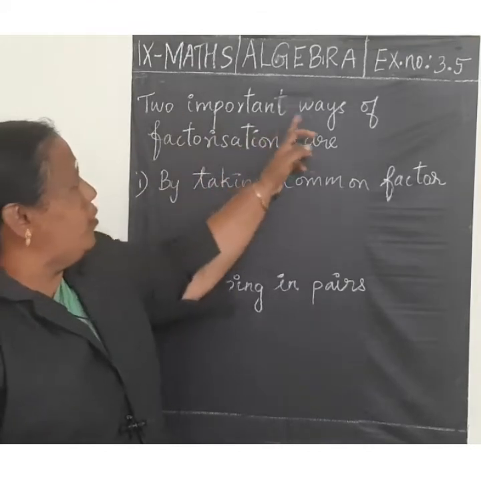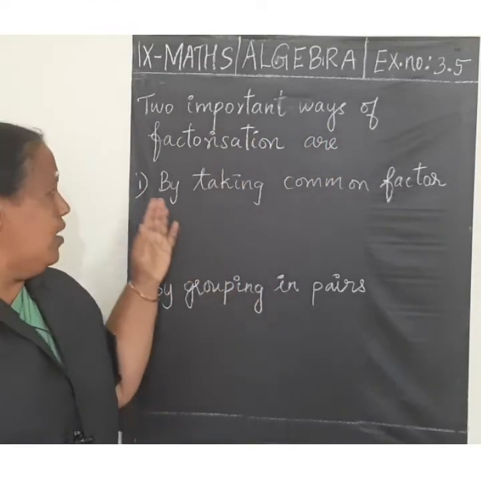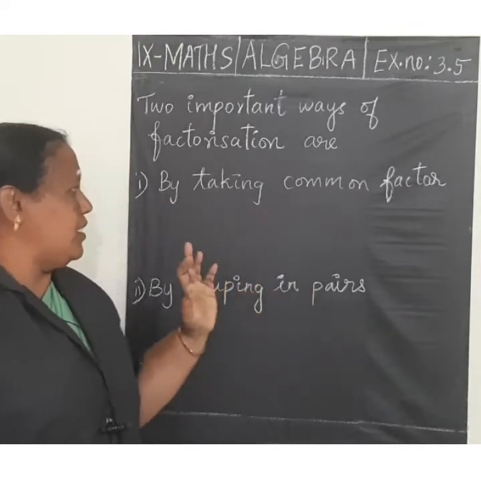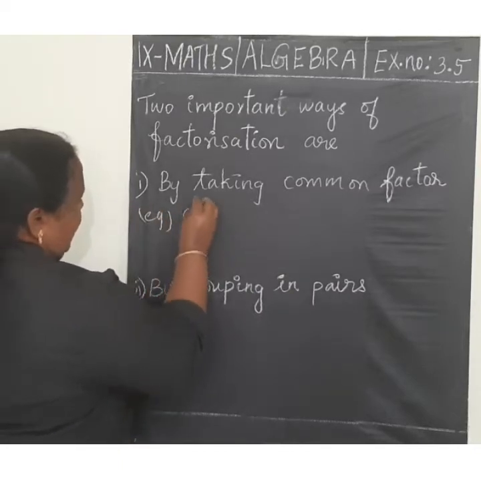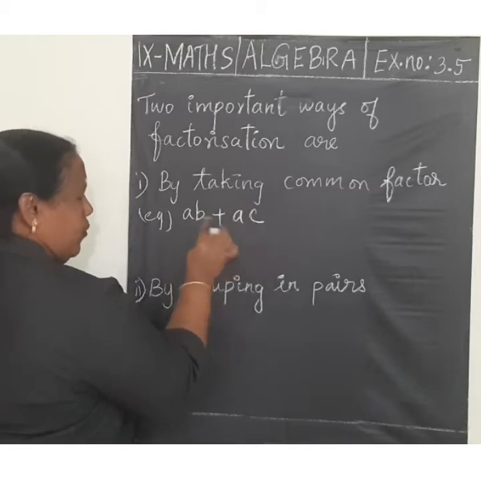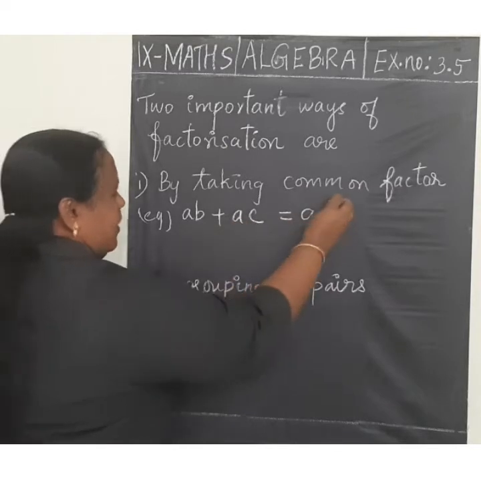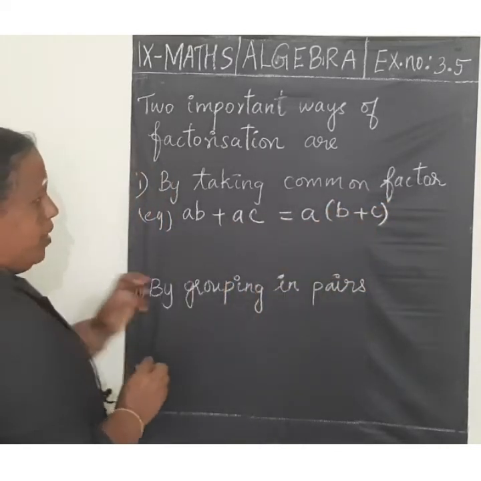Next, two important ways of factorization are there. First one, by taking common factor, second one, by grouping in pairs. By taking common factors, for example AB plus AC. In both terms A is common, so we can take A outside, then B plus C. So we can factorize like this, A into B plus C.